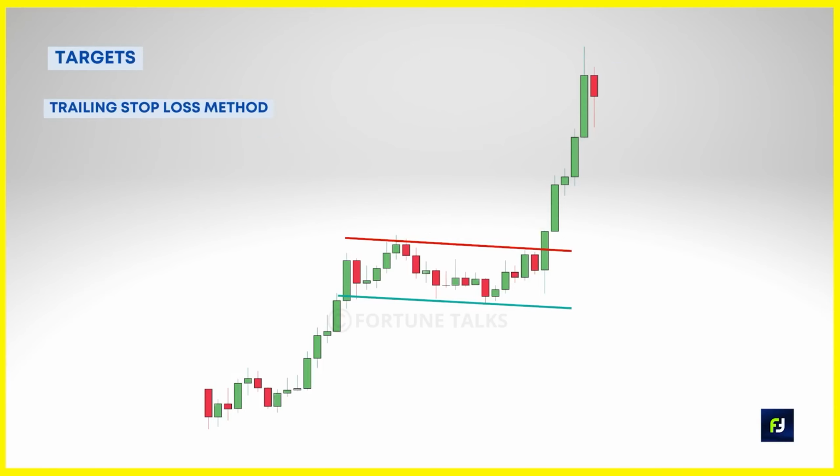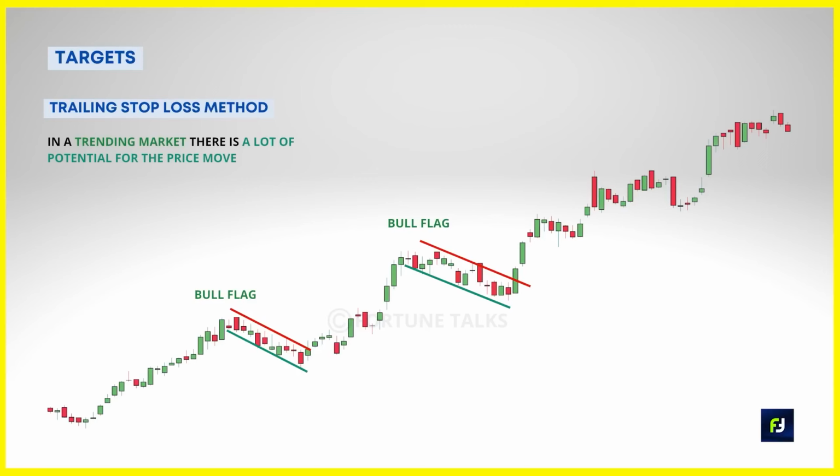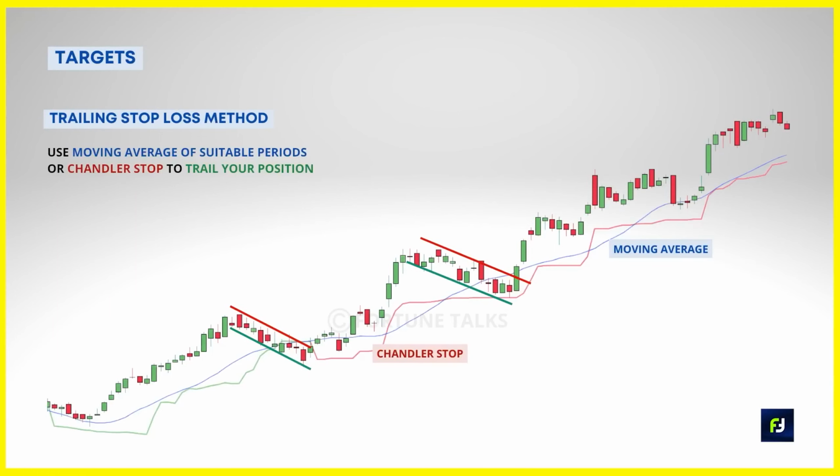An alternate method is to trail your stop loss until the market takes you out of the trade. Why is this a better option? Think about this. The bull flag pattern usually appears in a strong trending market or just after it breaks out of a range. In such market conditions, there is a lot of potential for the trend to continue, and the only way to ride it is to trail your stop losses. Now the question is how to trail your stop loss in the best possible manner. Well, you can use a tool like moving averages or Chandelier stop to trail your stop loss and only exit the trade if the market closes beyond it.